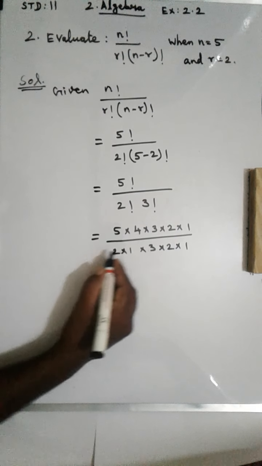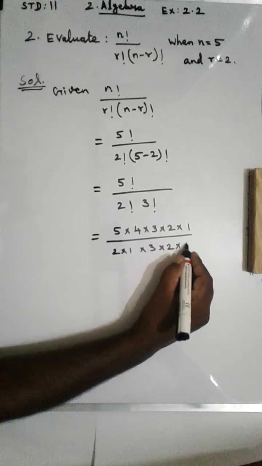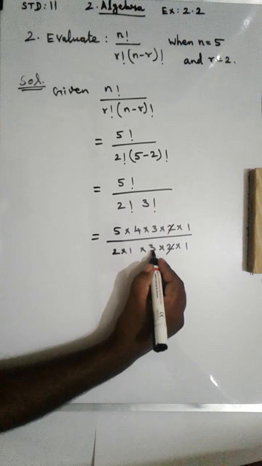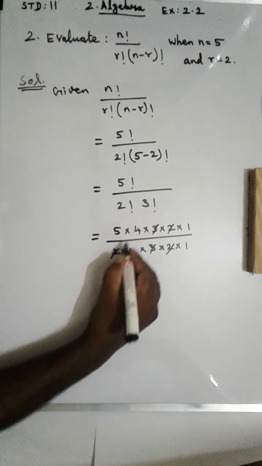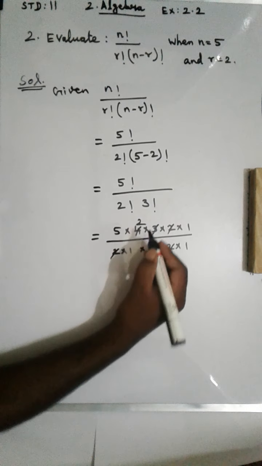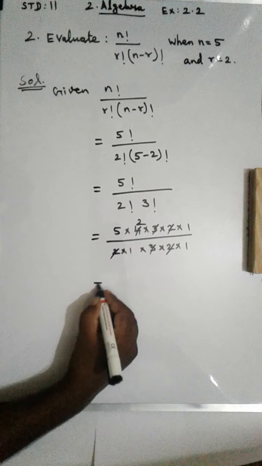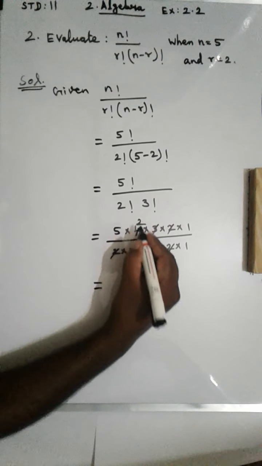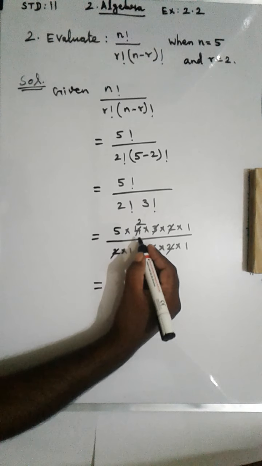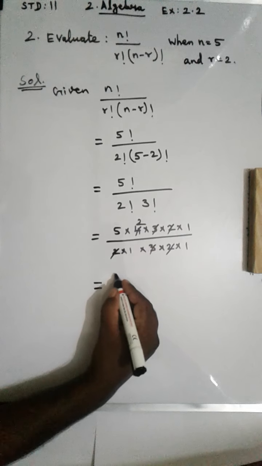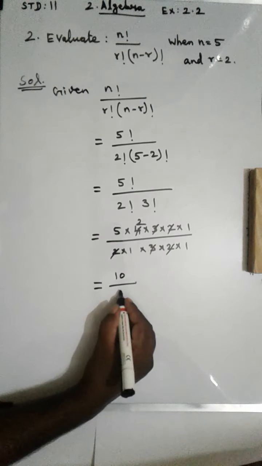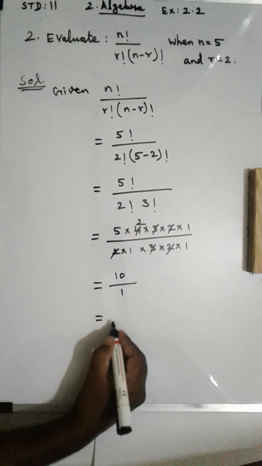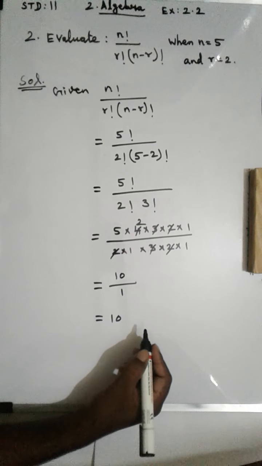Now 2, 2 cancel, 3, 3 cancel, 2 and 4 is cancelled 2 times. Multiply this, 5 into 2 is 10, 10 into 1 is 10, divided by 1 into 1 is 1, equals 10.